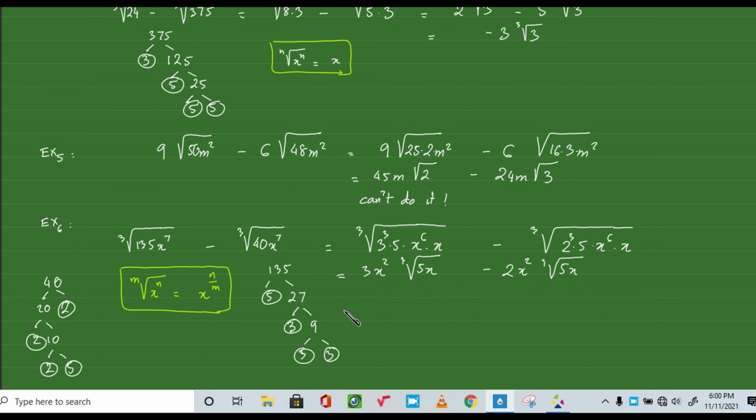And now we see that we have the same radical. I can add up, I can subtract. So 3x squared minus 2x squared gives you x squared cube root of 5x. Okay. Good. So that's how you add and subtract radical expressions.